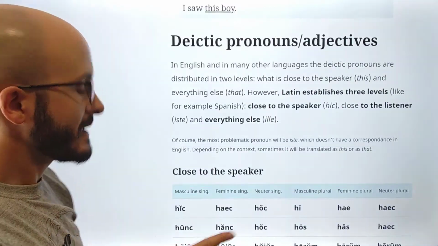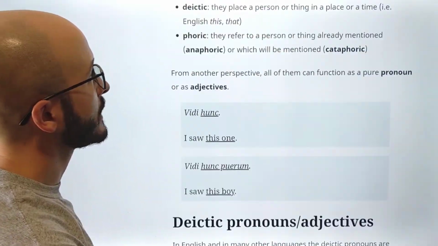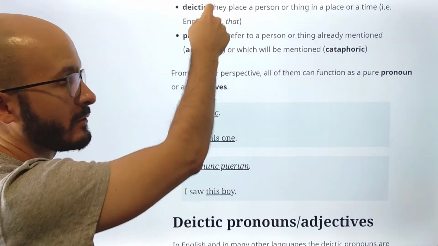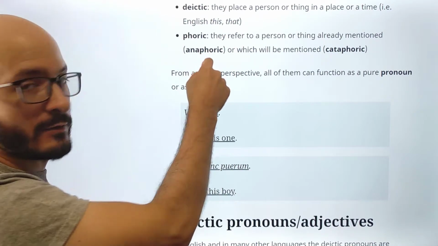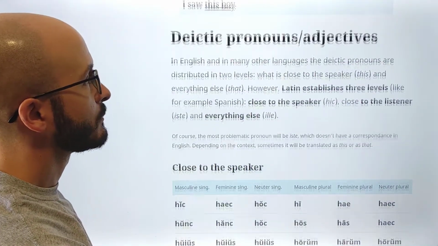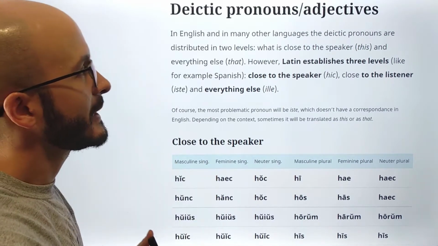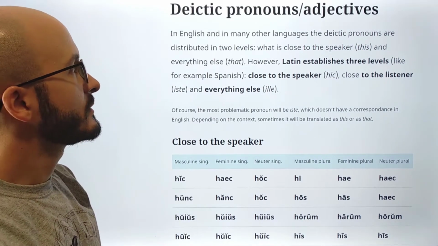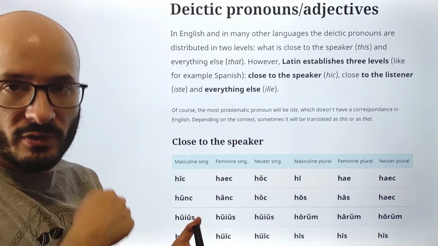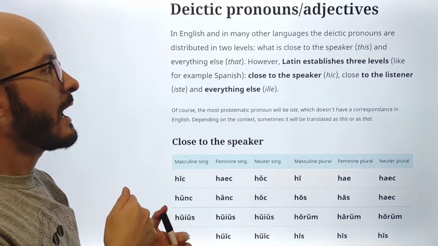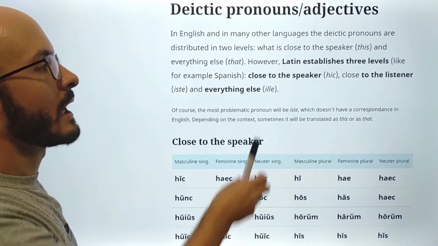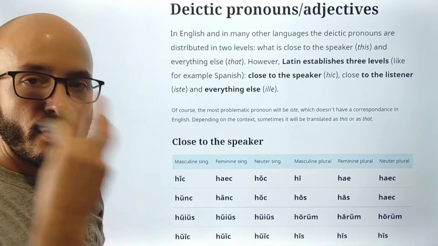Okay, so as I said, we have these 2 categories, deictic and phoric, and we have 3 pronouns for each, so 3 tables. Let's begin with deictic pronouns and adjectives. In English and in many other languages, the deictic pronouns are distributed in 2 levels: what is close to the speaker, this, what is here, and everything else, that, which is there, okay? However, Latin establishes 3 levels.